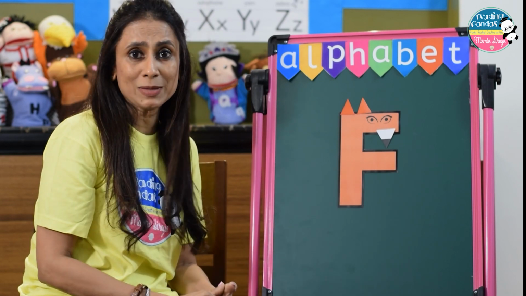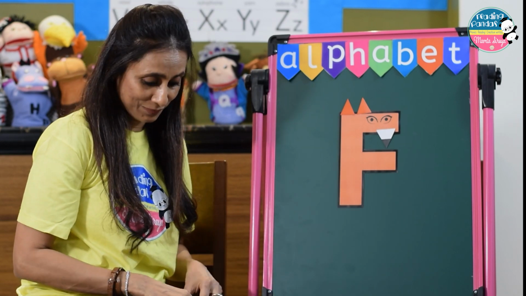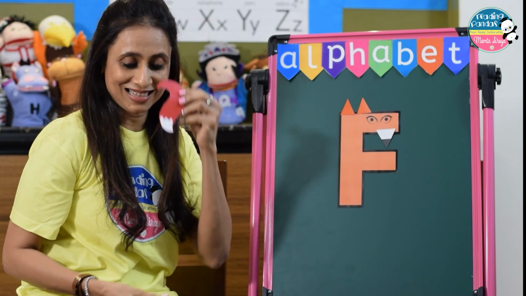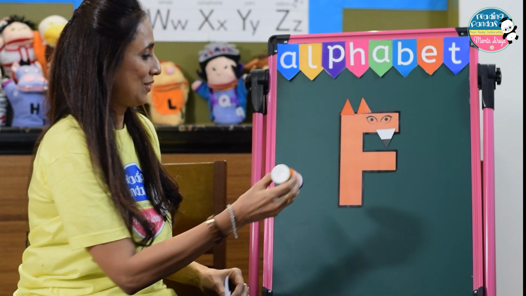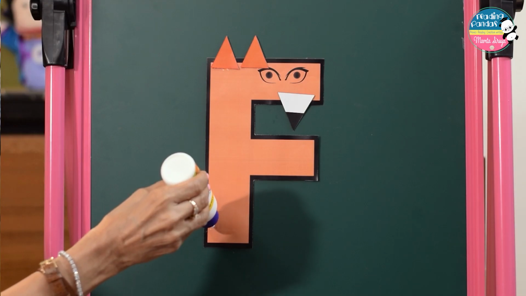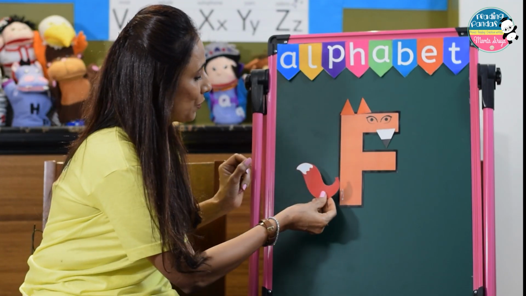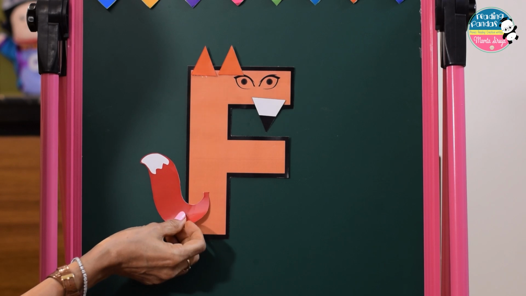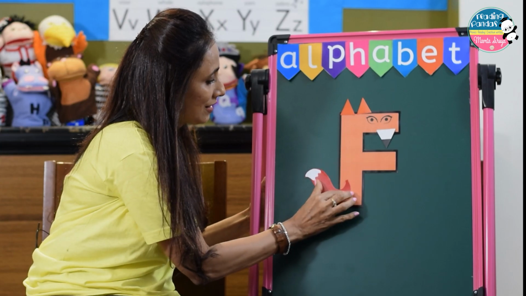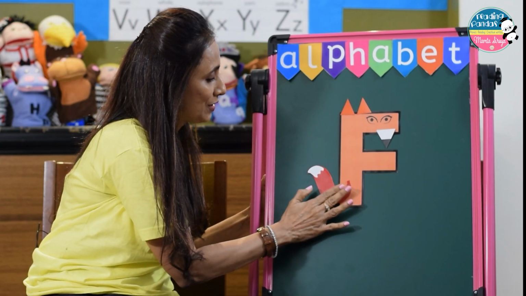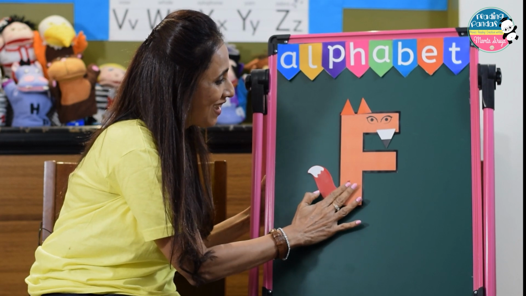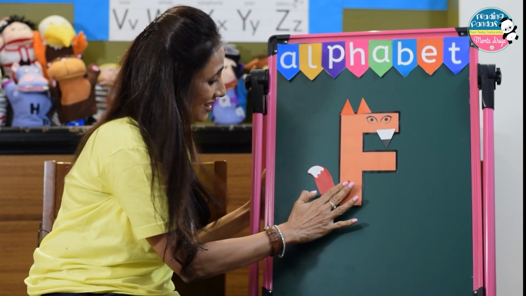And now what else is missing? Can you tell me? It's the tail. So here we are going to put some glue here. Yes. And we're going to give it a nice bushy tail. Yes, and this is the bushy tail of this fox. How lovely it looks.